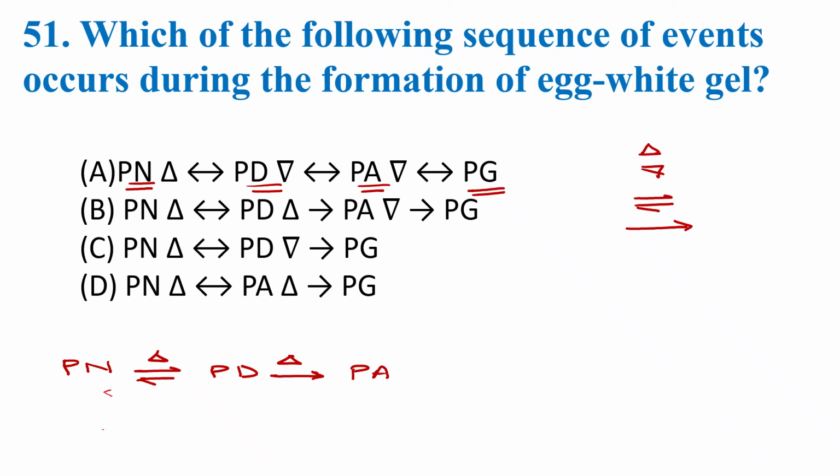Now cooling will take place. That means gel formation will take place. It will aggregate to form a 3D gel network, so this basically cools to form a 3D gel network. So the correct sequence will be option B. First heating occurs, then denaturation, then further heating, aggregation will take place, then gel formation will take place.